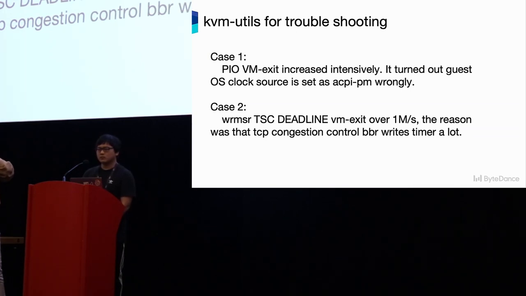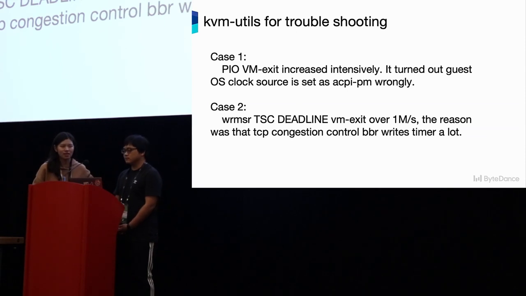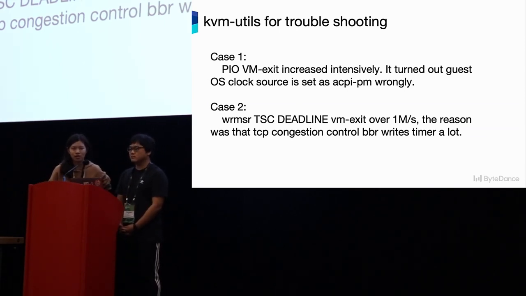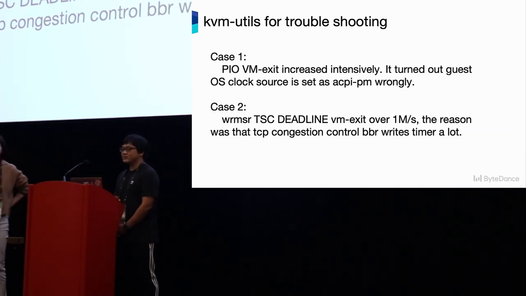Sorry, did you say you let the guest write through? Actually, in the guest we have several TCP congestion control methods such as BBR, Westwood, and Cubic, and maybe some others. But we found that when we use BBR, the Redis performance drops a lot compared to bare metal. So we tried to find out the reason. We found it's because of too many TSC deadline exits, and we changed the TCP congestion control method. So we didn't find a way in KVM, we just found a way in how the applications use it. Yes.